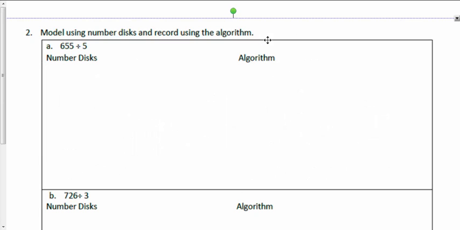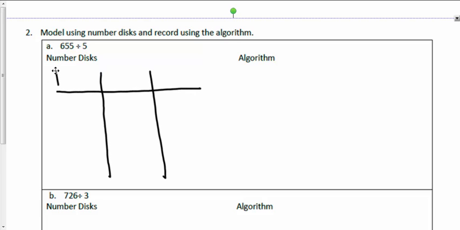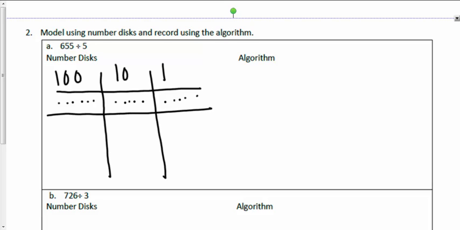Now we're going to be using number discs, and we're also going to be using the algorithm, also called long division. So we're going to take 655 divided by 5. This is exactly like we did on the front. So I want you to try to go ahead and divide 655 by 5.